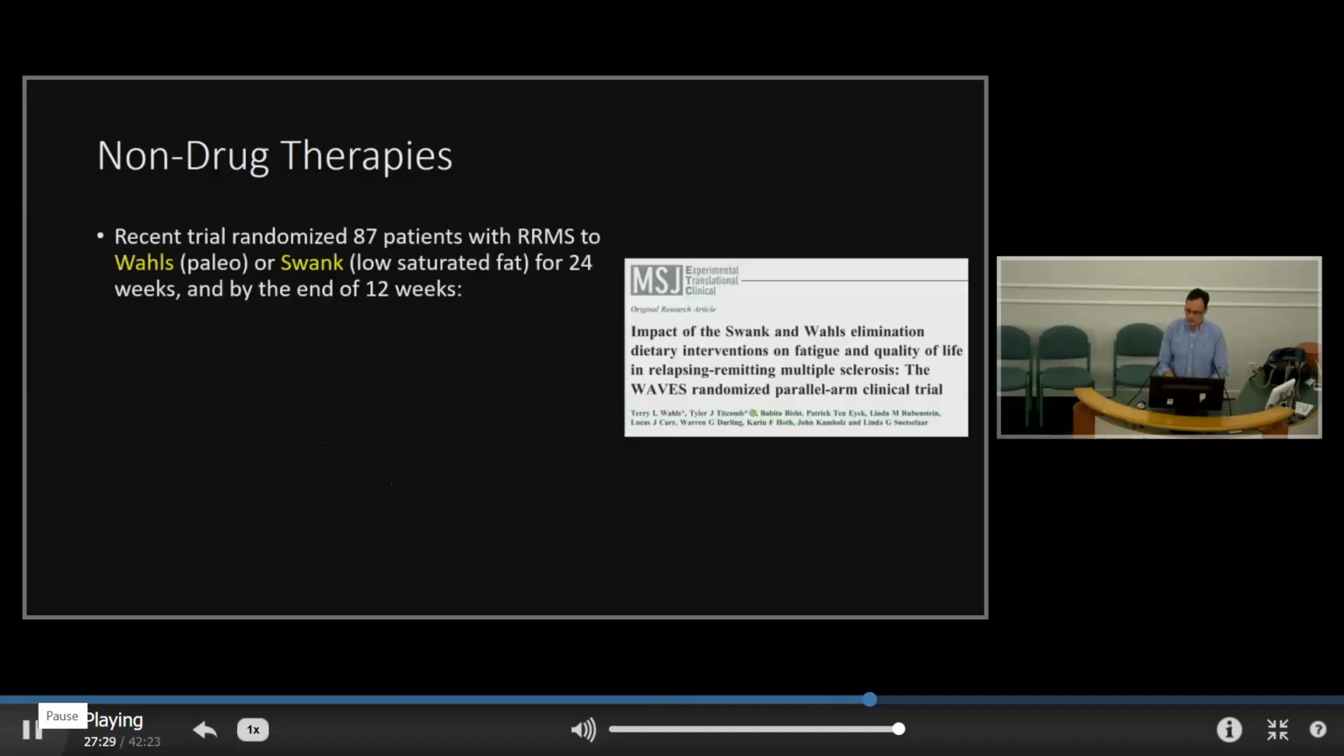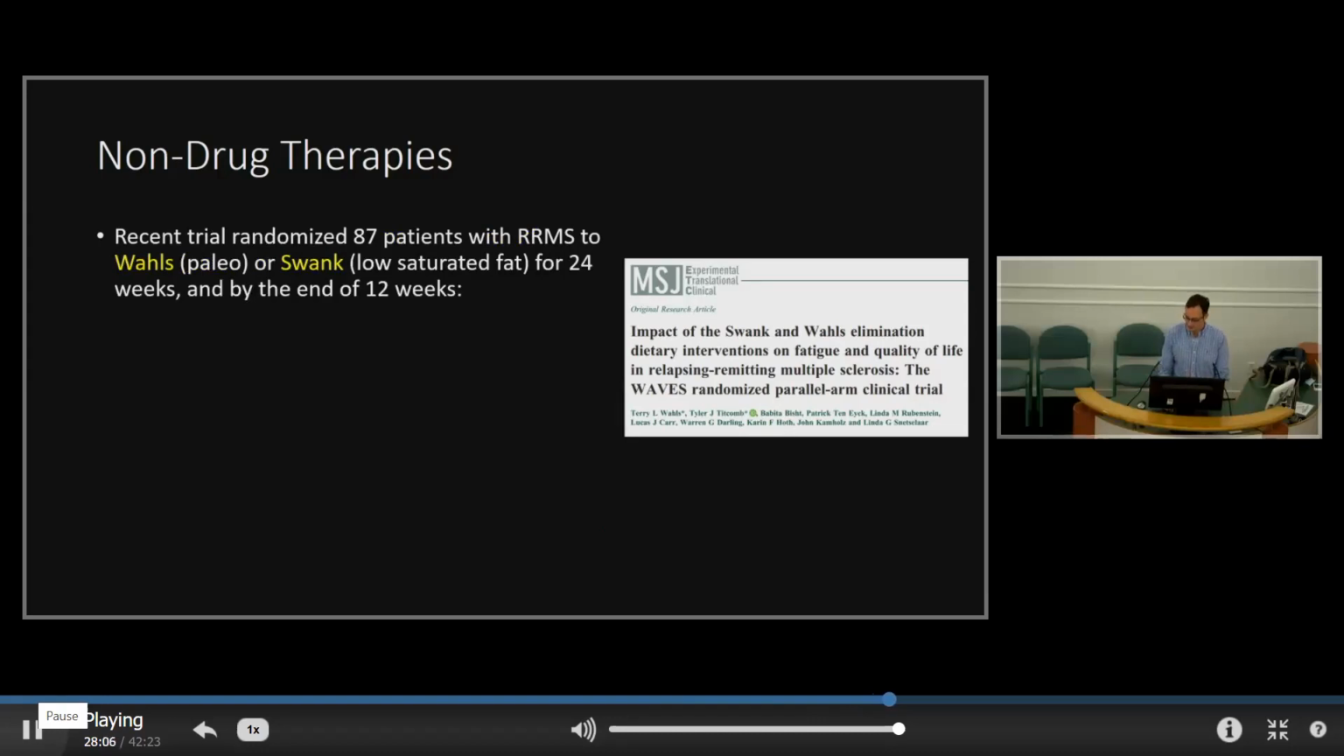There was actually a recent trial that compared the Wahls and the Swank diet head to head. And it was just finished in 2021, I think, last year. So they took 87 patients with relapsing remitting MS, and they randomized them to the Wahls or the Swank. So Wahls, again, is paleo, Swank is low-sat fat for 24 weeks. And what happened? Remember, both diets remove processed food. So they're both better than the standard Western diet, I think. If processed food is the enemy, which it is, then they're both better, okay?